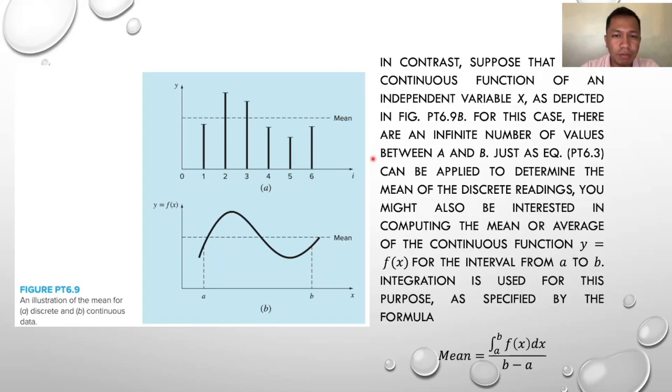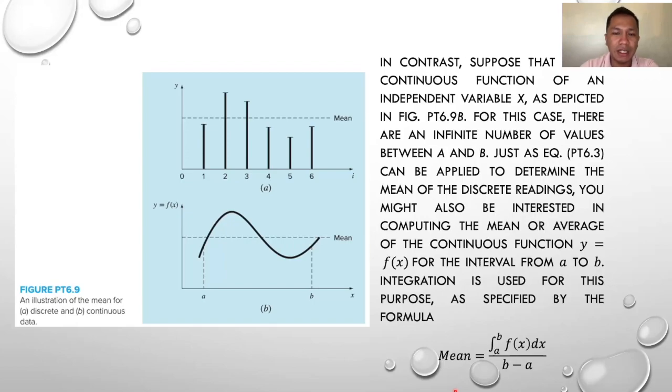In contrast, suppose that y is a continuous function of an independent variable x that is shown in this figure. For this case, there are an infinite number of values between a and b, just as in equation PT 6.3. So it can be applied to determine the mean. You might also be interested in computing the mean or average of the continuous function y is equal to f of x for the interval from a to b. Integration is used for this purpose as is specified by the formula.